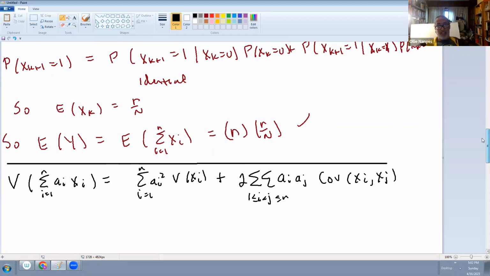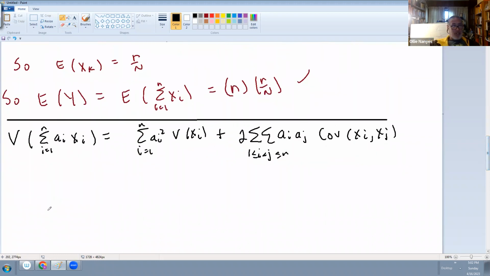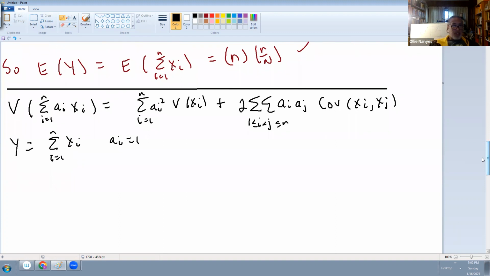So that's how we're going to calculate it, and we're going to use this where y now is just going to be this. So each ai is 1, so these are all 1. So what we need to do is figure out the variance and the covariance in order to make that work. So the variance of each xi, now we're back to our Bernoulli variables here, is the expectation of that squared minus the expectation squared.